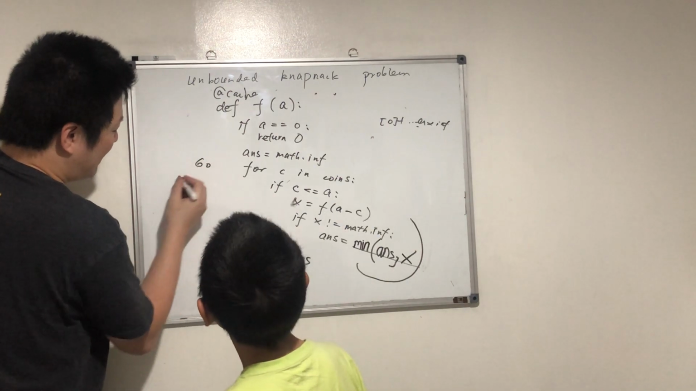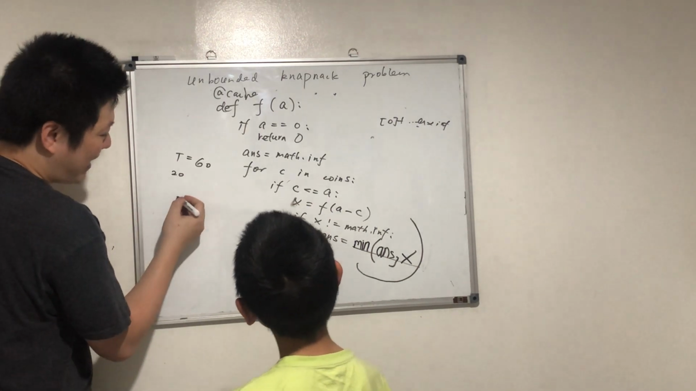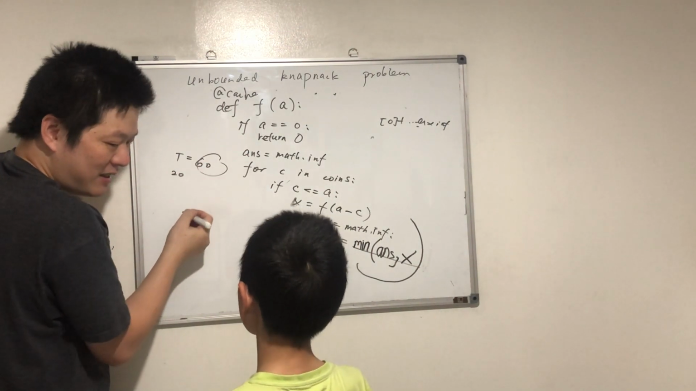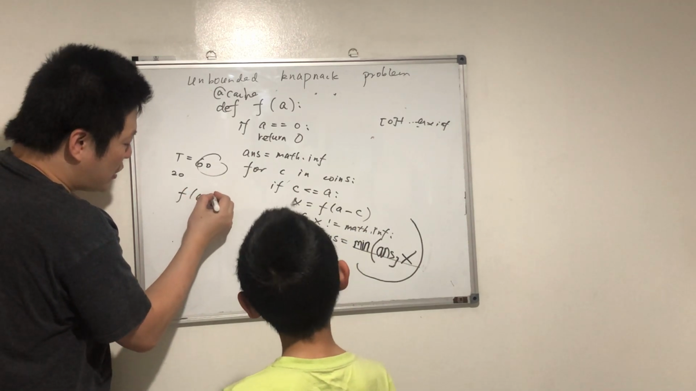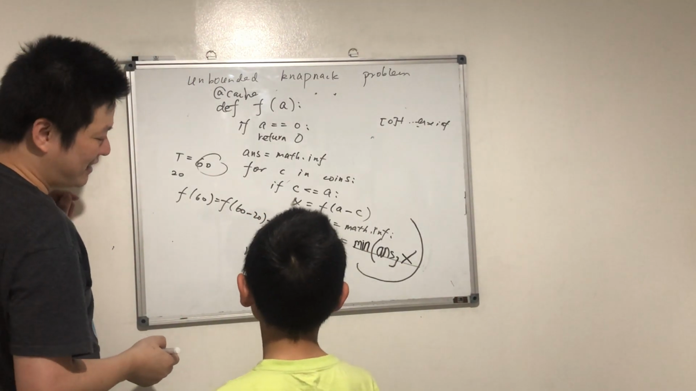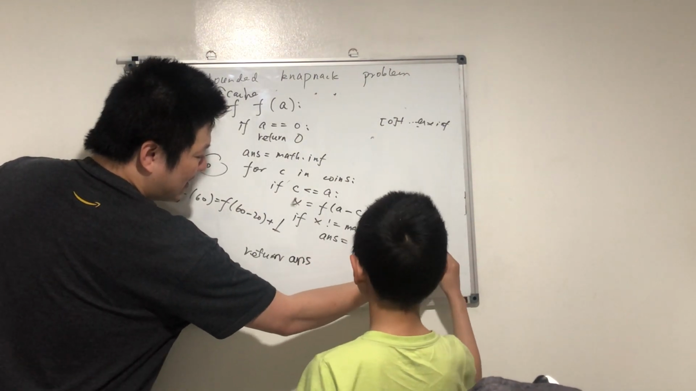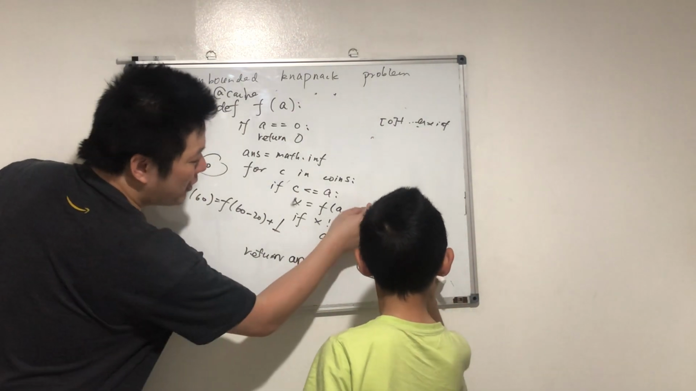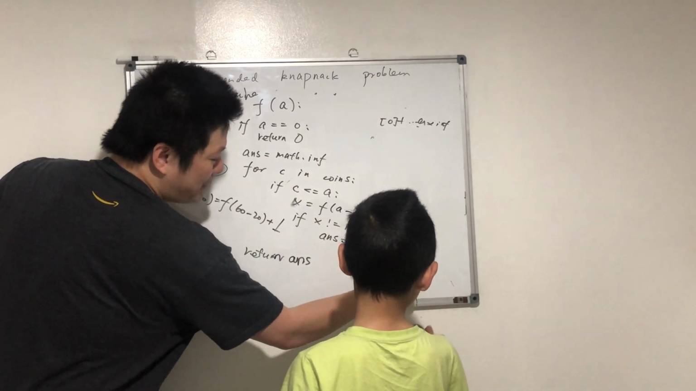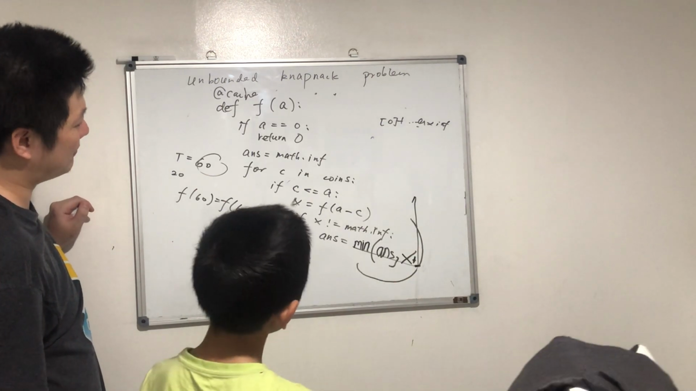I have 60p as the target, and I have 20p. Now we want to know the minimum number of coins to make up 60. So f of 60 equals f of 60 minus 20 plus how many coins? Plus 1. Yes, x plus 1. Does it make sense? Because we already used coin C. We calculated f of A minus C using the coin C, so we need to add it back. Plus 1.